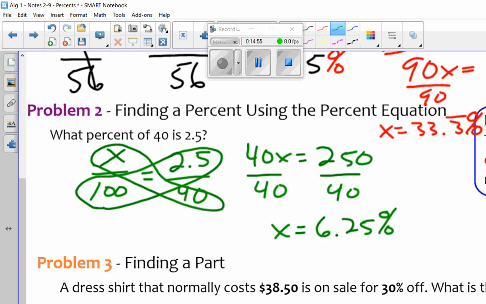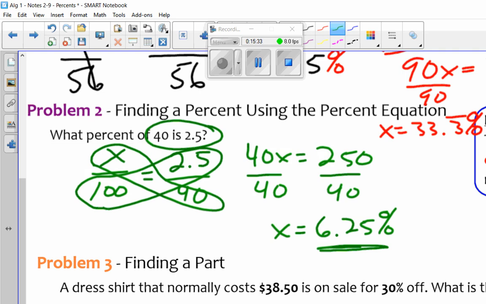You need to step back once in a while and question yourself, look at the percent you got and compare it to the numbers we started with. What percent of 40 is 2.5? I'm looking at how much of 40 is 2.5 as a percent. Well, 2.5 is a pretty small number. 40 is not a huge number, but it's much bigger, so it's got to be a small percent. And 6.25% isn't exactly huge, so I think that's probably right.